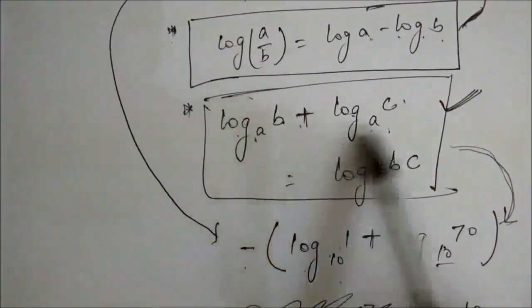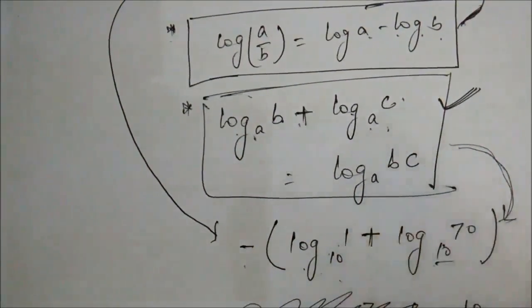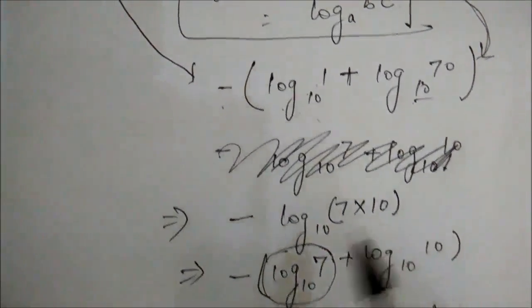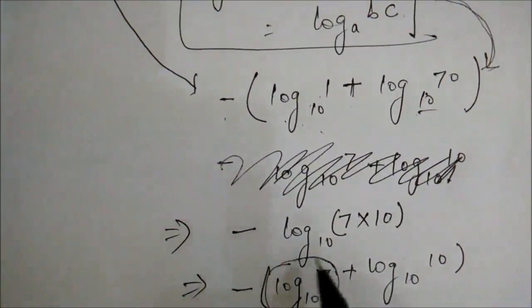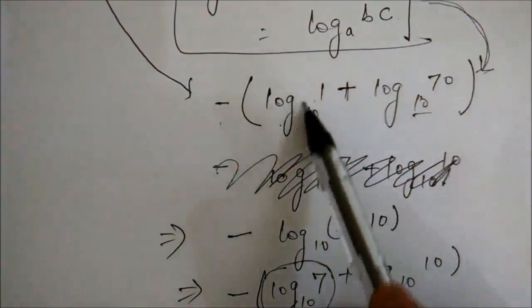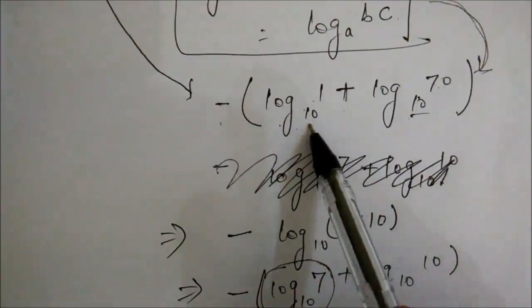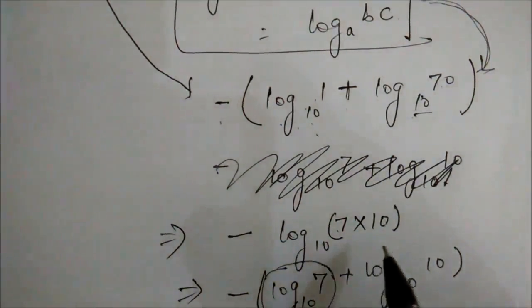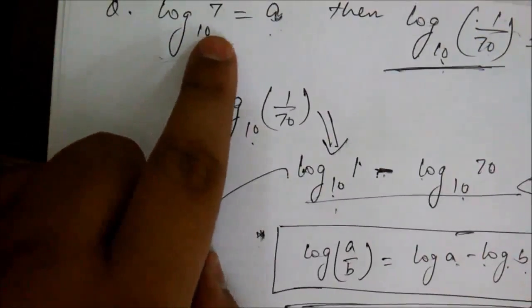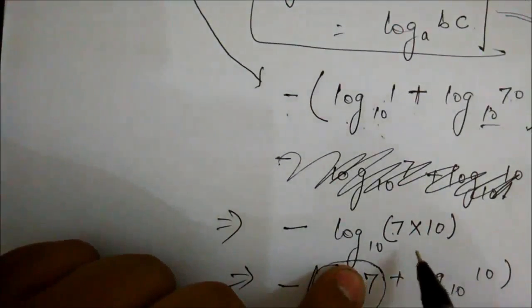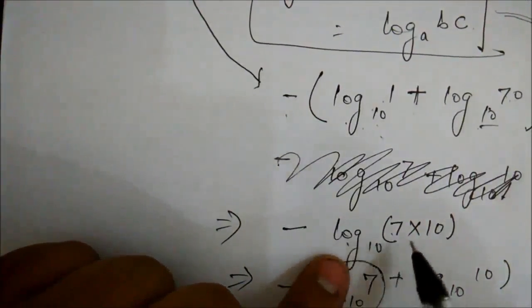Now I can apply the above formula, that is log BC. Using that, I can write the minus as it is, and log 7 will be log 70, right? Log 70 to the base 10. Why am I not writing log 70 to the base 10 directly? Because we have already got the value of log 7 to the base 10, so I'm just trying to use that value, and instead of writing 70 directly, I'm writing log 7 into 10 to the base 10.